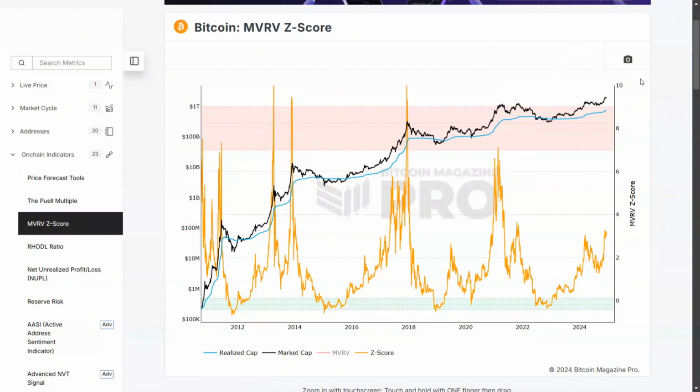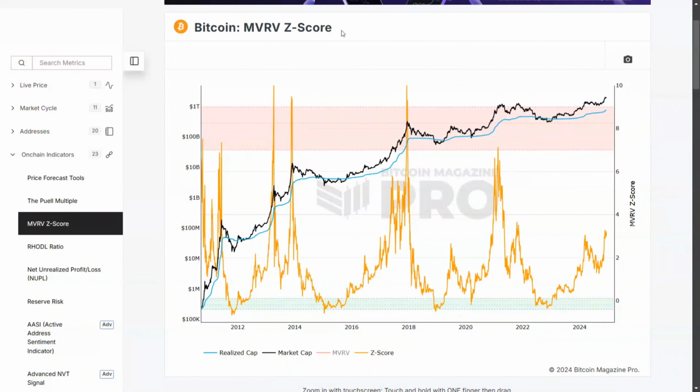Then, as I said before, you should look for some confirmations on the daily time frame. So it's the short thing. Then the Bitcoin Rainbow chart and MVRV Z-score, which is the fifth thing. And now we are going to the last one.